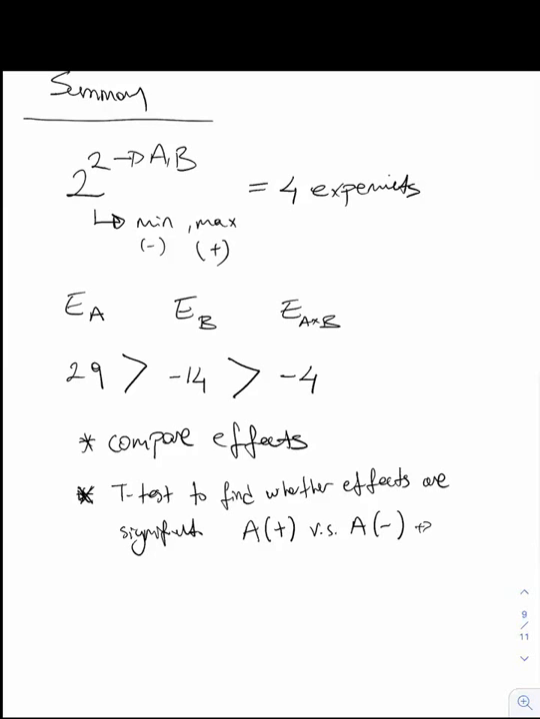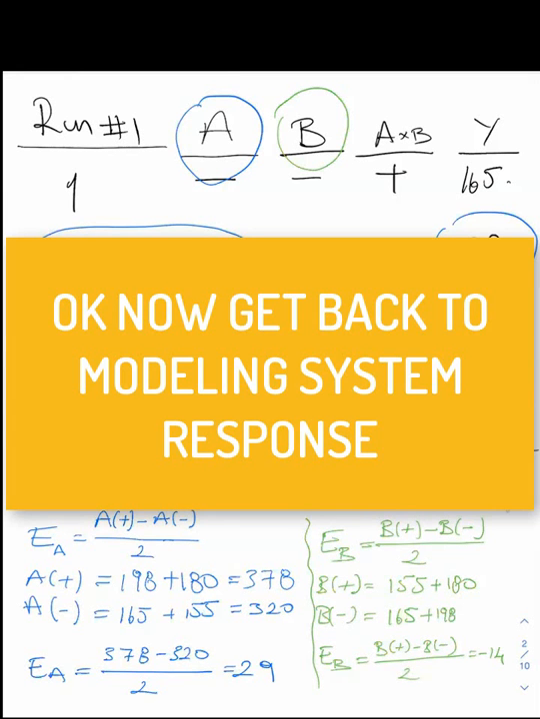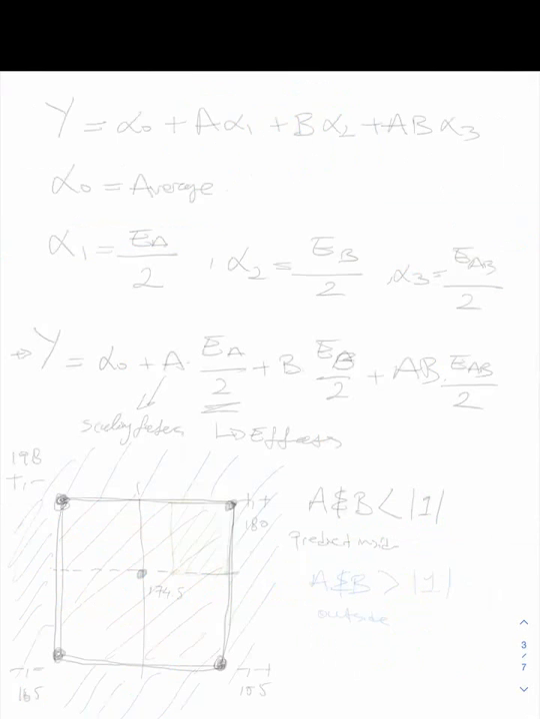And I can make these types of conclusions using DOE. Now we are done with this summary, let's get back to understanding how to model the system using empirical modeling. Response of the system Y is going to be alpha 0 plus A alpha 1 plus B alpha 2 plus AB alpha 3. So alpha 0 is the average.